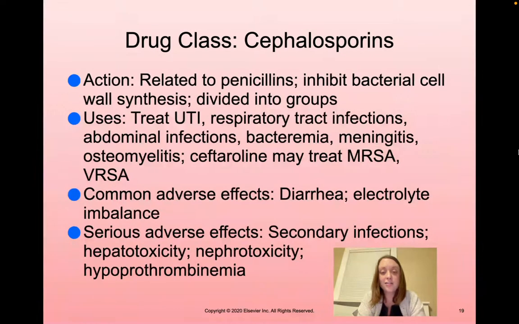Our next drug class are cephalosporins. Now, cephalosporins are related to penicillins. They inhibit bacterial cell wall synthesis, and they are divided into different groups, so we use them for different things. We use them to treat urinary tract infections, respiratory tract infections, abdominal infections, bacteremia, meningitis, osteomyelitis, and ceftaroline also may treat MRSA or VRSA. Some common adverse effects you'll see are diarrhea and electrolyte imbalances, and they can also cause more serious effects like secondary infections, hepatotoxicity, nephrotoxicity, and hypoprothrombinemia as well.